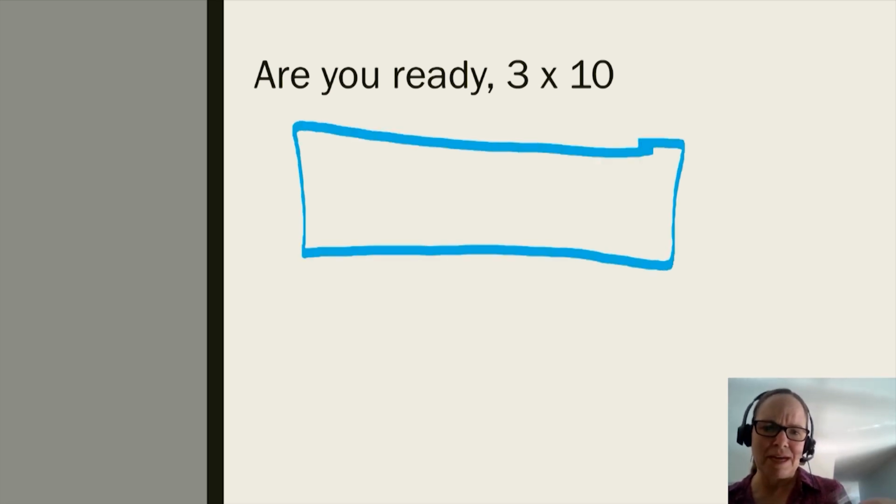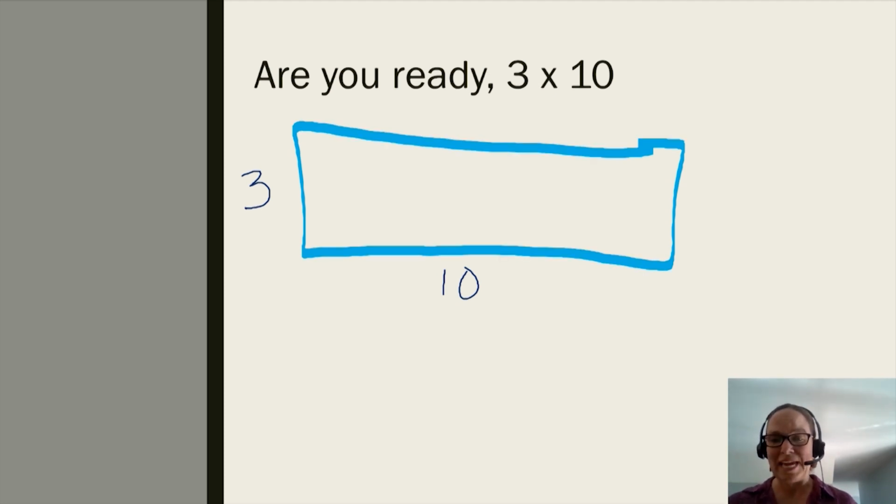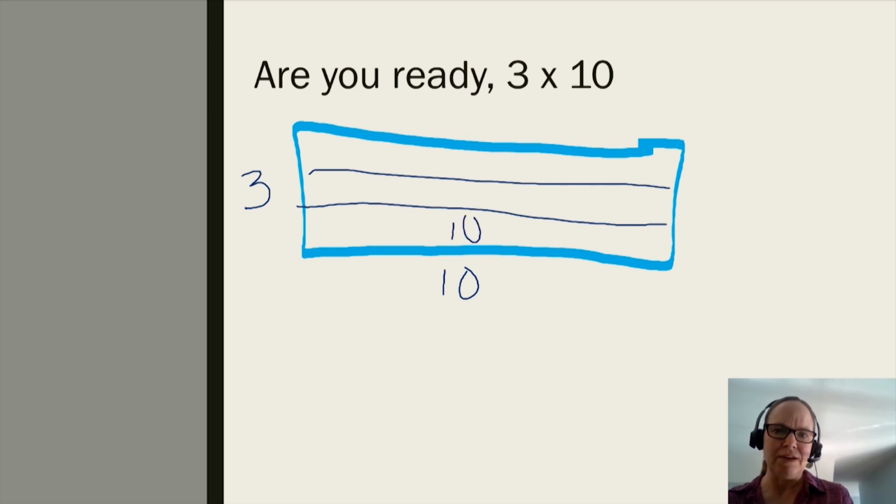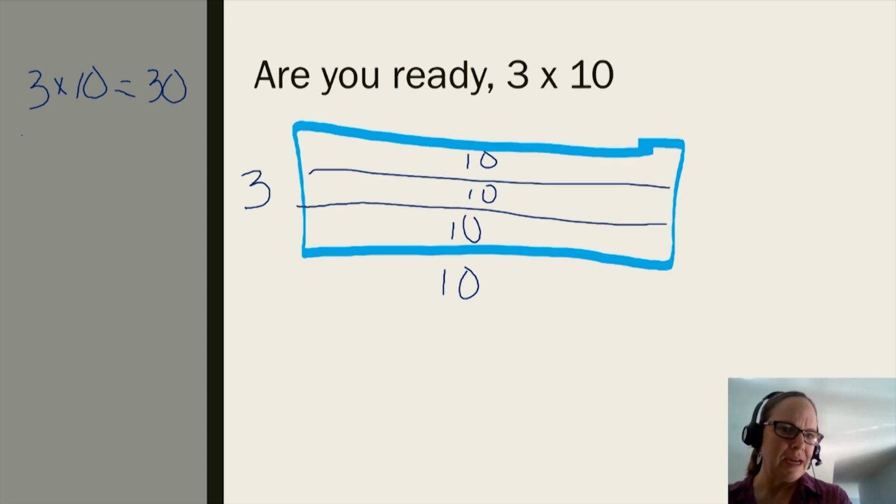If we were to make a column and we were to say that this side is 3 and this side is 10, we know that that's 3 tens, right? We could draw these little lines here and say that there's 10 here, 10 here, and 10 here, which makes 30. So if you said that 3 times 10 equals 30, you're correct. But here's our next number. What is 3 times 9?